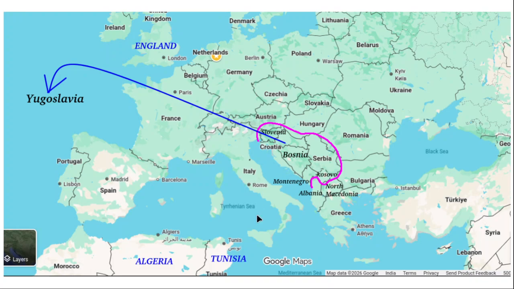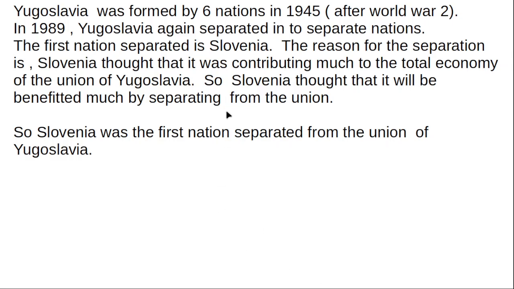Yugoslavia was formed by 6 nations in 1945. What is the significance of 1945? It means after World War II. World War II started in 1939 and ended in 1945. So Yugoslavia was formed by 6 nations in 1945. In 1989, Yugoslavia again separated into separate nations.